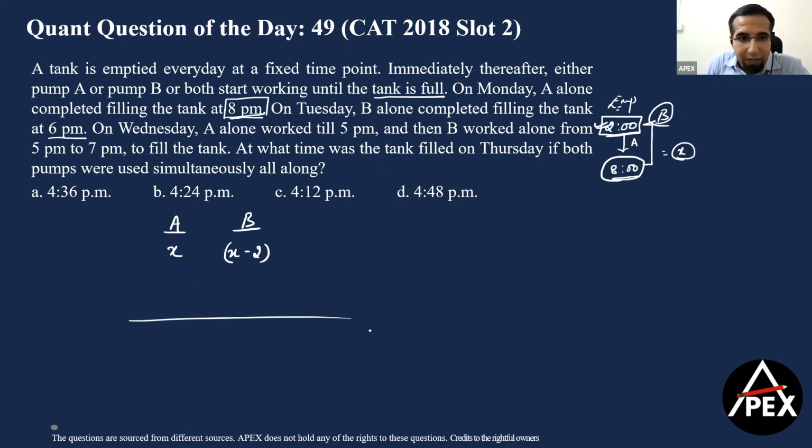Clear? So if I take the LCM of X and X minus 2, we know that this is X into X minus 2. And the efficiency of A becomes X minus 2 and the efficiency of B becomes X. We'll just follow the method that we have discussed in the class.